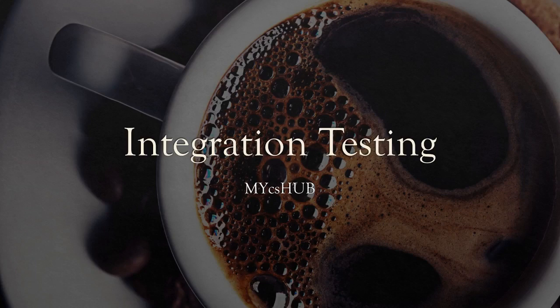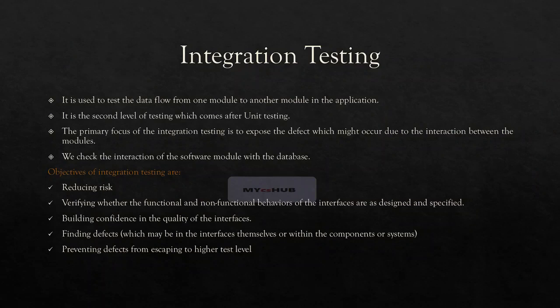Hello friends, today our topic is integration testing. It is used to test the data flow from one module to another module in the application. It is the second level of testing which comes after the unit testing. The primary focus of the integration testing is to expose the defect which might occur due to the interaction between the modules. We check the interaction of the software module with the database in this testing type.